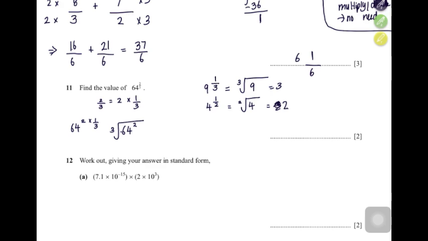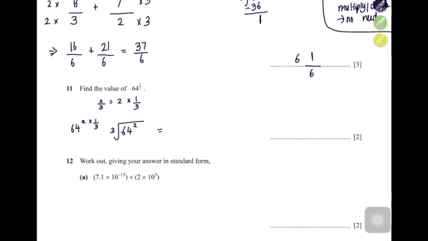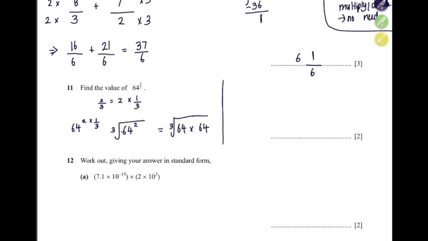Now let's try to simplify it even more. We can write this as cube root 64 times 64. We can separate the two. Cube root 64 multiplied by cube root 64.